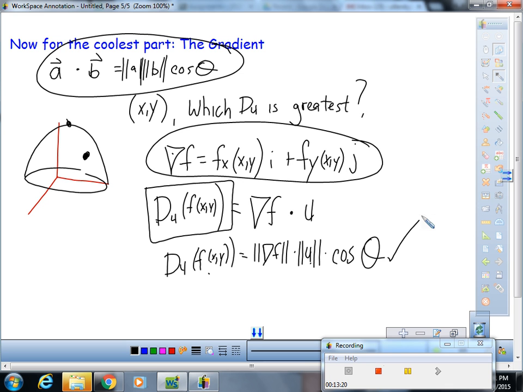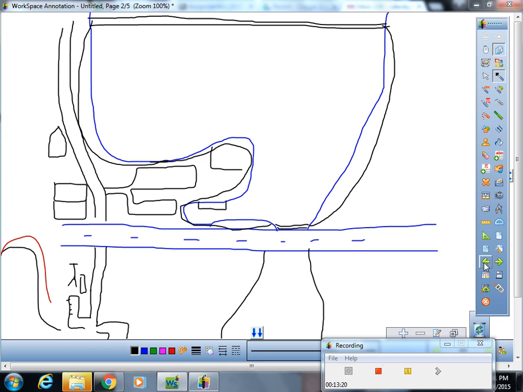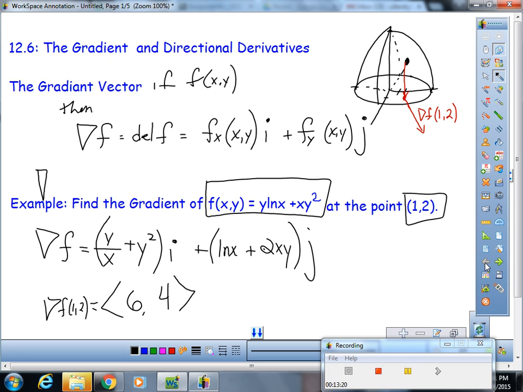Okay? So I told you at the beginning of this that hopefully this would make more sense at the end. So if you remember what we did here, we found the gradient at a point that was on our curve. Remember, this was actually the point 1, 2, 4. You remember that? Okay? And we found that to be the vector 6, 4. Are you still with me? I'm almost done. So here's what this means.